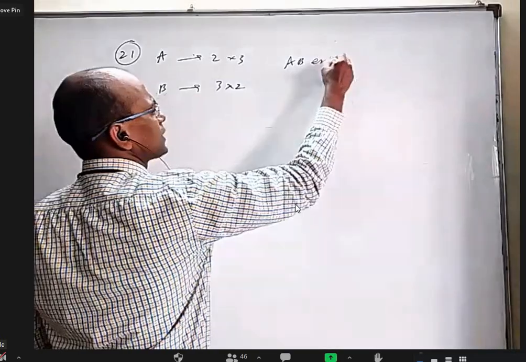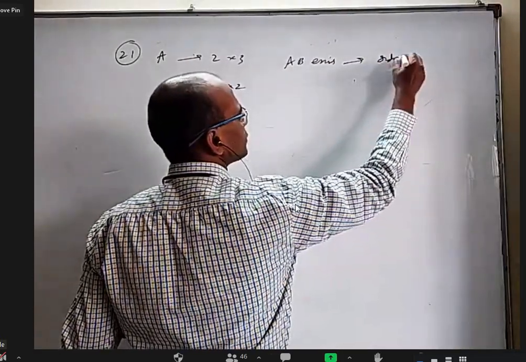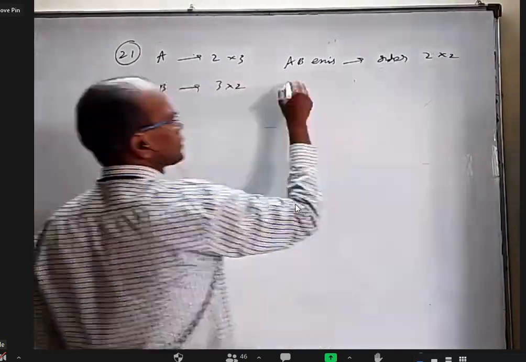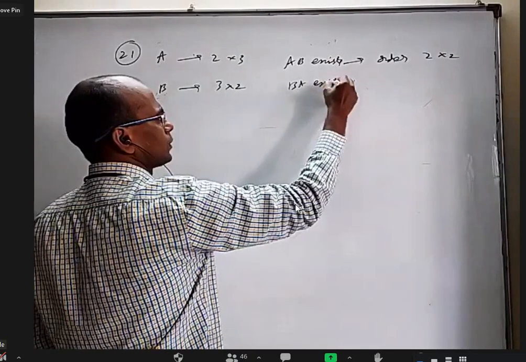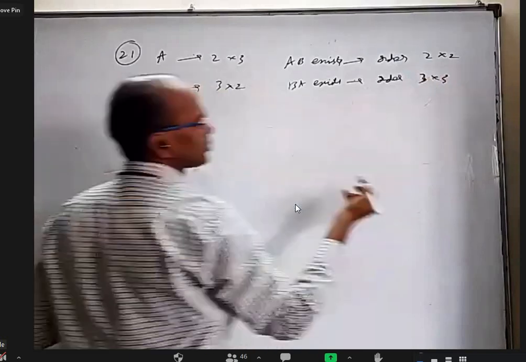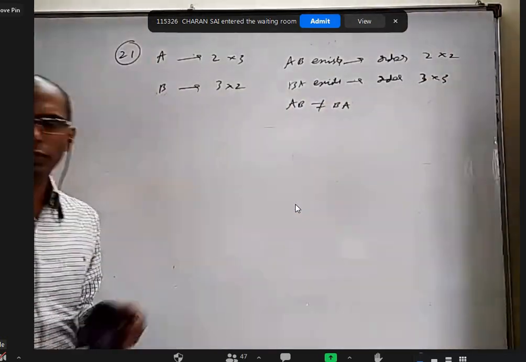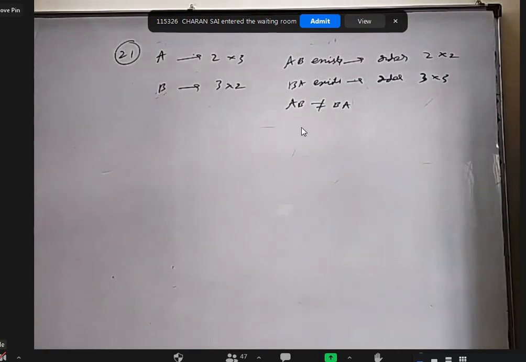AB exists. What is the order of AB? 2 by 2. Yes, 2 cross 2. BA also exists. Order is 3 by 3. Obviously, AB is not equal to BA. Okay, both exist, but they are not equal. Just write that much.